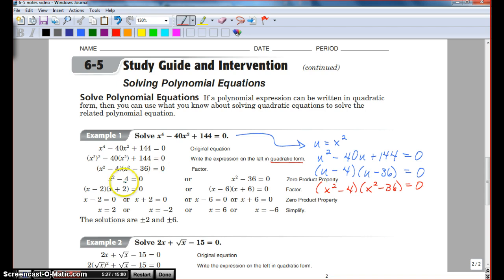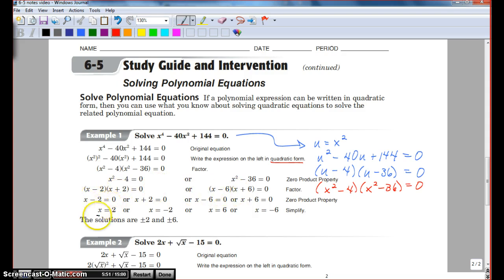So what is done then is, well, take the x squared minus 4, set that equal to 0. Take the x squared minus 36, set that equal to 0. Leaving you then with a factored form of x plus 2, x minus 2 equals 0. X plus 6, x minus 6 equals 0. So there's truly 1, 2, 3, 4 factors, of which then you set equal to 0.